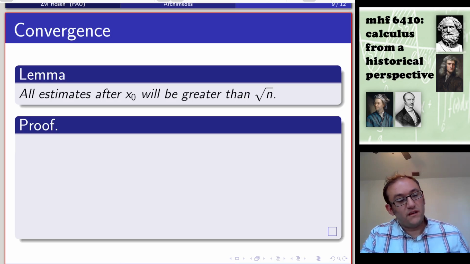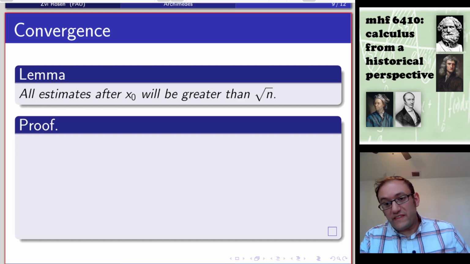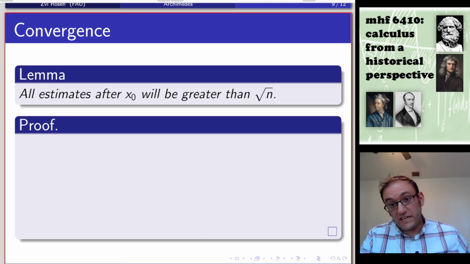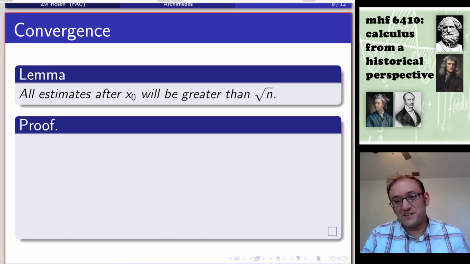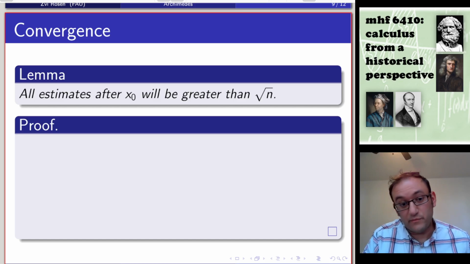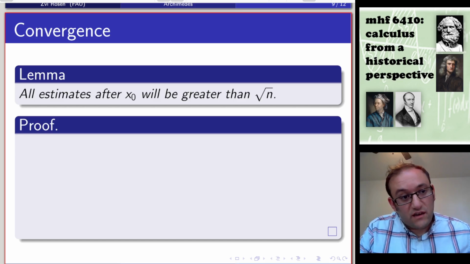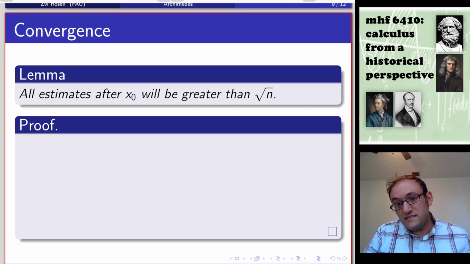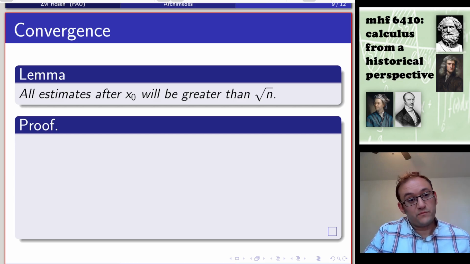Okay, and now we're going to prove that this algorithm actually converges, which is certainly non-trivial. It converged for us really nicely, but it's always a good idea to prove these things mathematically, though this, of course, is not something that the Babylonians themselves would have done. So to do this, we first prove a lemma that all estimates after our initial guess must be greater than the true value of the square root of n.